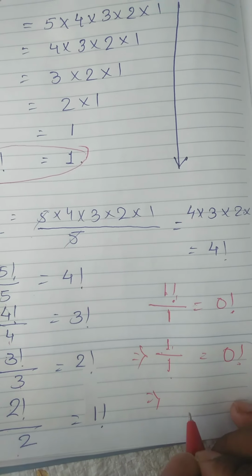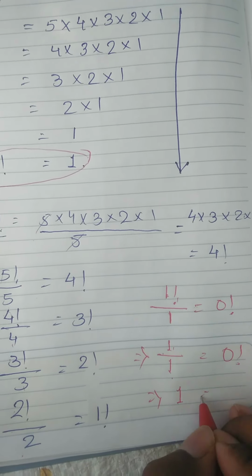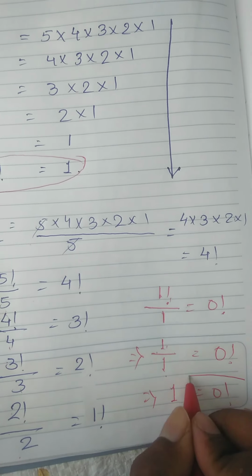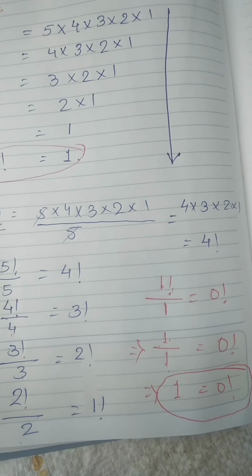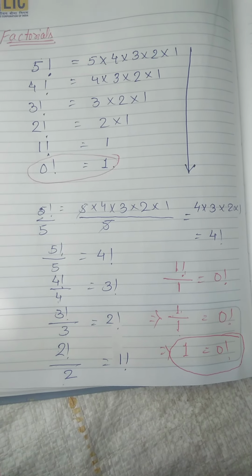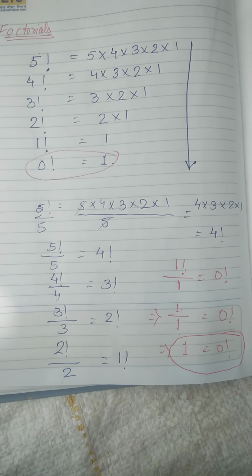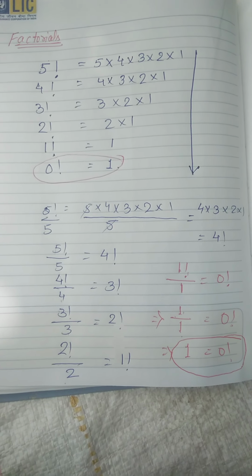If I divide 1 by 1, what will I get? 1. So 1 divided by 1 is equal to 1. That is equal to 0 factorial. Now we have got why 0 factorial is equal to 1. This is the reason in mathematics that the value given to 0 factorial is 1. So there is a reason for everything in mathematics. Nothing is without a reason.